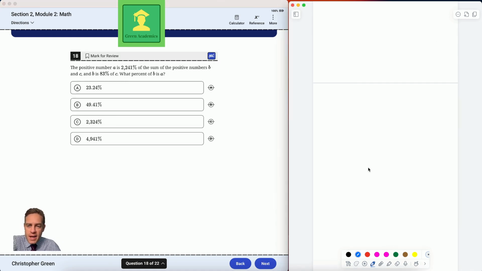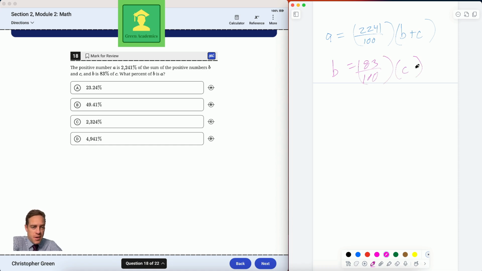The positive number a is 2,241% of the sum of the positive numbers b and c. As in, a is, I'm going to write it as 2241 divided by 100 times the sum of b and c. Okay? And b is 83% of c. Okay? b is 83 hundredths, and of course "of" means times in math, so times c. What percent of b is a?